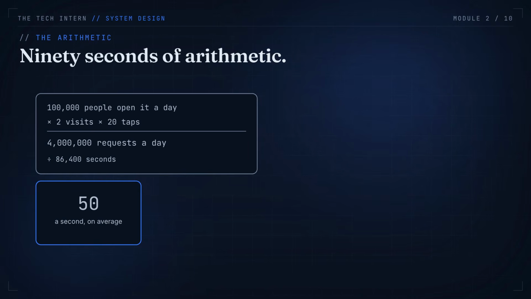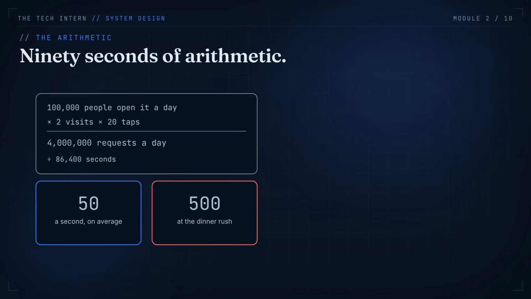That is not very much. One decent machine handles that. But traffic isn't flat. Nobody orders dinner at 4 in the morning. It all lands in the same 2 hours. So at the dinner rush, we're maybe 10 times the average. 500 a second. Rough multiplier. You'll hear anywhere from 2 to 10 times used. The point is to size the spike, not to be precise.